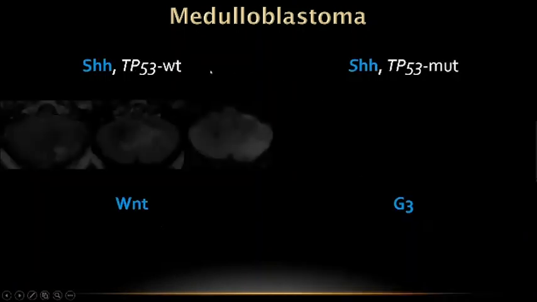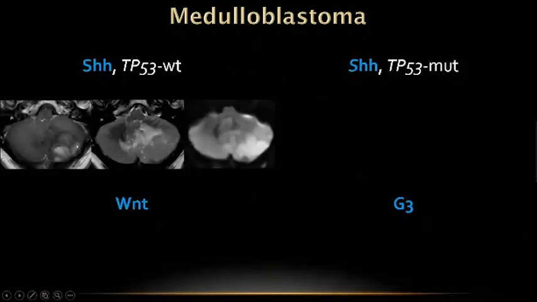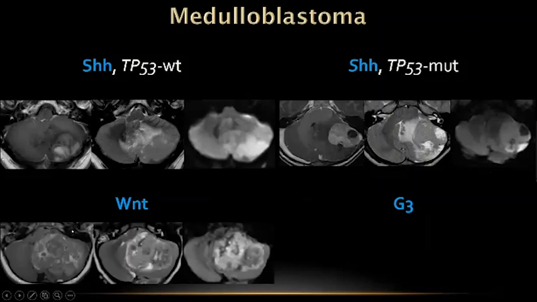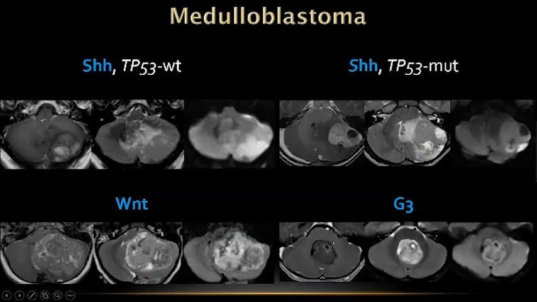So just some imaging examples. We have the sonic hedgehog, which are desmoplastic nodular, very dense nodular hypercellular type tumors. And if they have the TP53 mutation, they are even more aggressive and can have some necrosis. The wingless tumors tend to be around the cerebellopontine angle, so you can see how they're involving both brainstem and cerebellum. And then group 3 and 4 are more midline and less enhancing.